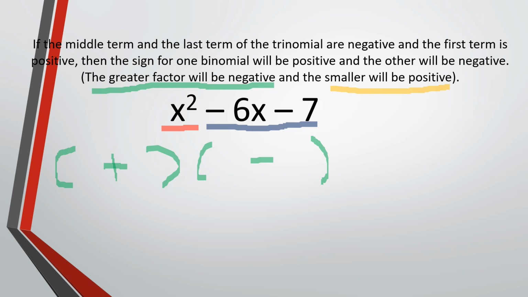Now, we have here x squared. If you have x squared, that means you have x multiplied by x. Now we have here the last term, negative 7.